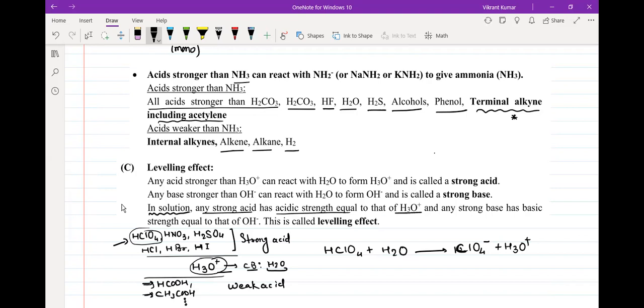And similarly, if I am having any base which is stronger than OH minus, like NH2 minus, in reaction with H2O, will form NH3 plus OH minus, and this reaction is also considered to be practically completed. So whatever base we have taken, even if it was stronger than OH minus, in water it will react with the water itself and it will get converted to OH minus. And that's why we are saying कि water के अंदर the strongest acid will be H3O plus and the strongest base will be OH minus, because anything stronger than H3O plus is also getting converted into H3O plus. Anything stronger than OH minus is also getting converted into OH minus.